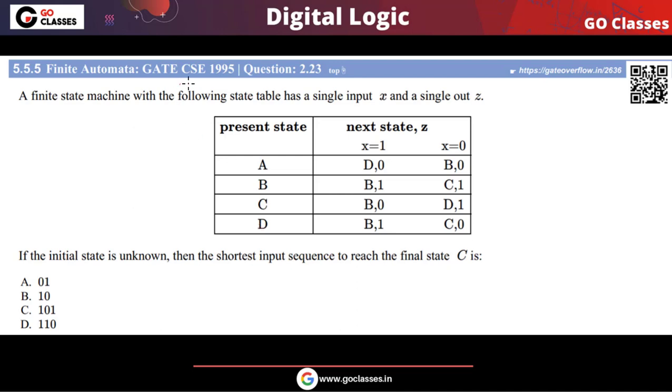Let's solve this GATE CSE 1995 question. A finite state machine with the following state table has a single input X and a single output Z. Okay, and this state table is given to you.